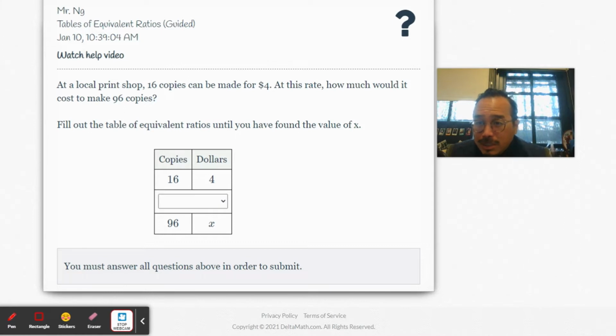All right, so let's see. At a local print shop, 16 copies can be made. Now, this is the table, the ratio table. 16 copies can be made for $4. At this rate, how much would it cost to make 96 copies?